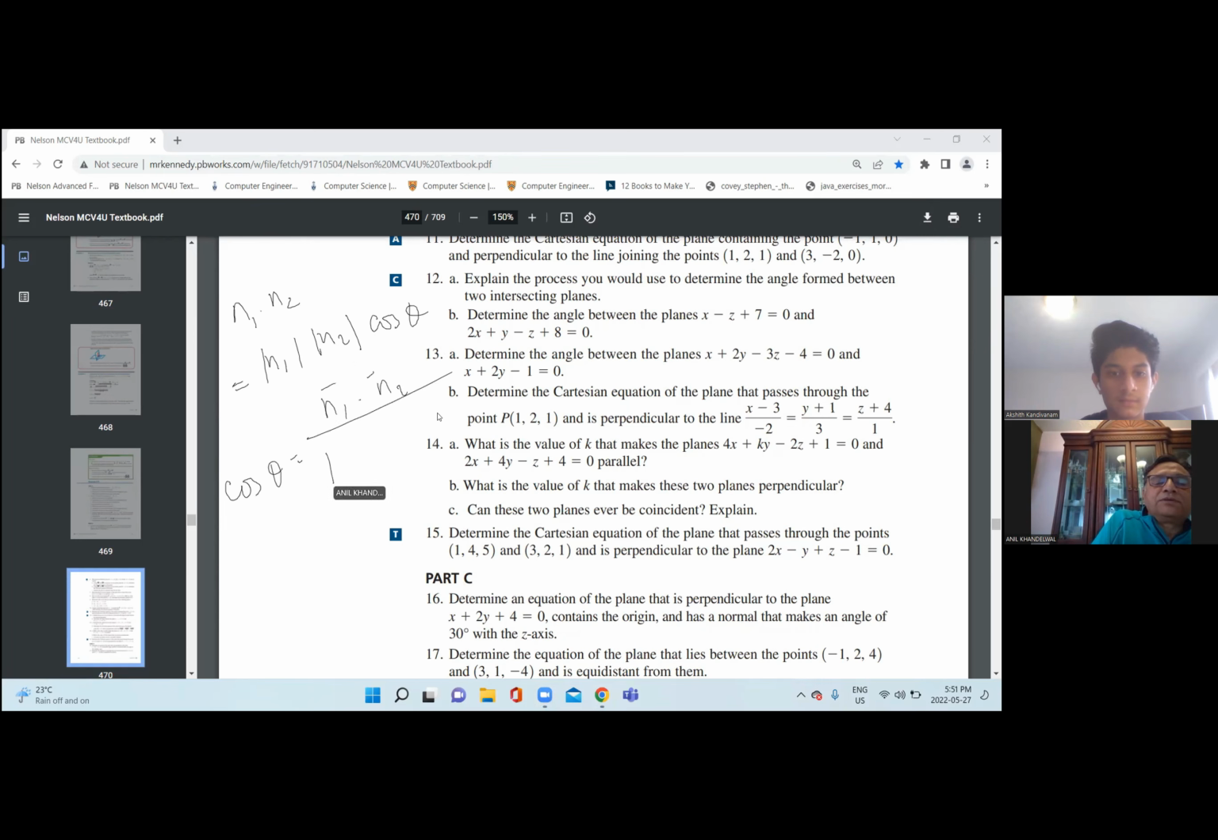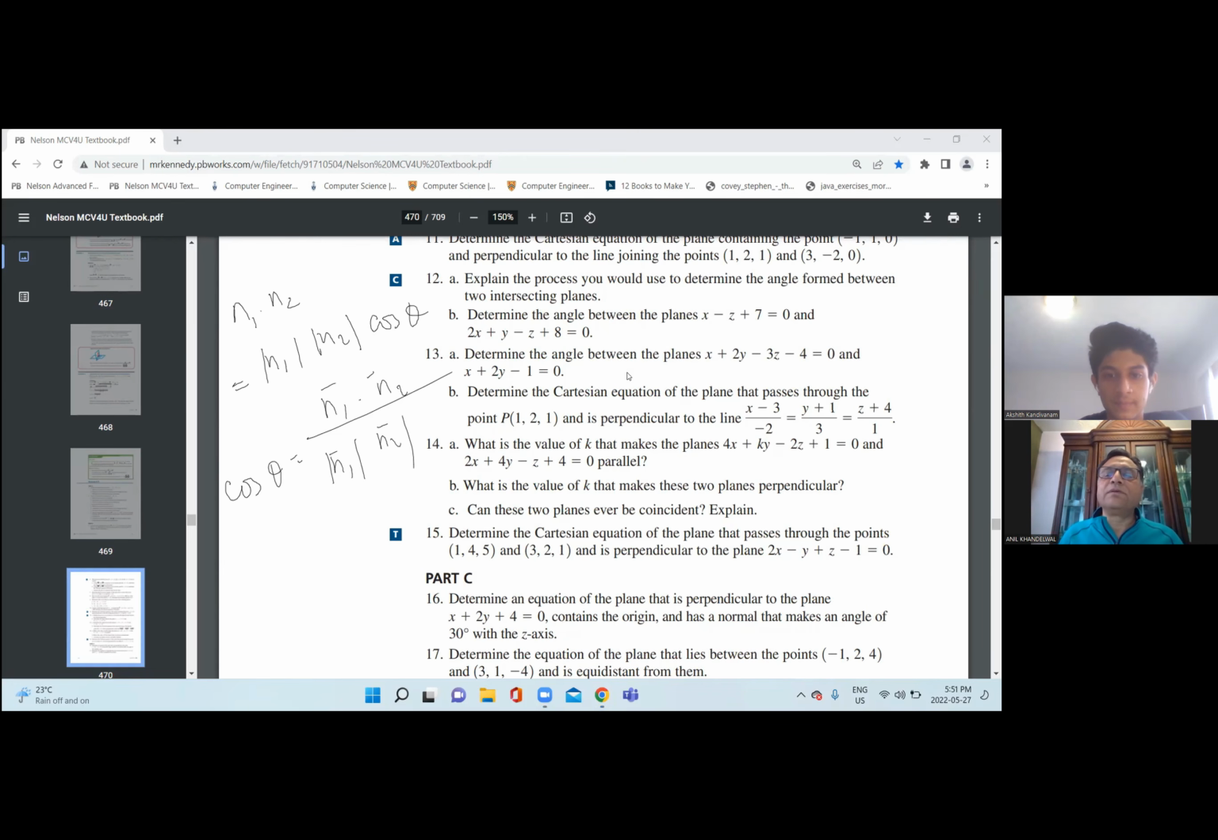Divided by their magnitudes, right? Find theta. That is the angle between the two planes. Is that clear to you? Yes, sir. And in this case, our n1 and n2 would be just the coefficients of the normal, right? 1, 2, and minus 3. And here it is 1, 2, and 0. Easy. So that is how you do it.